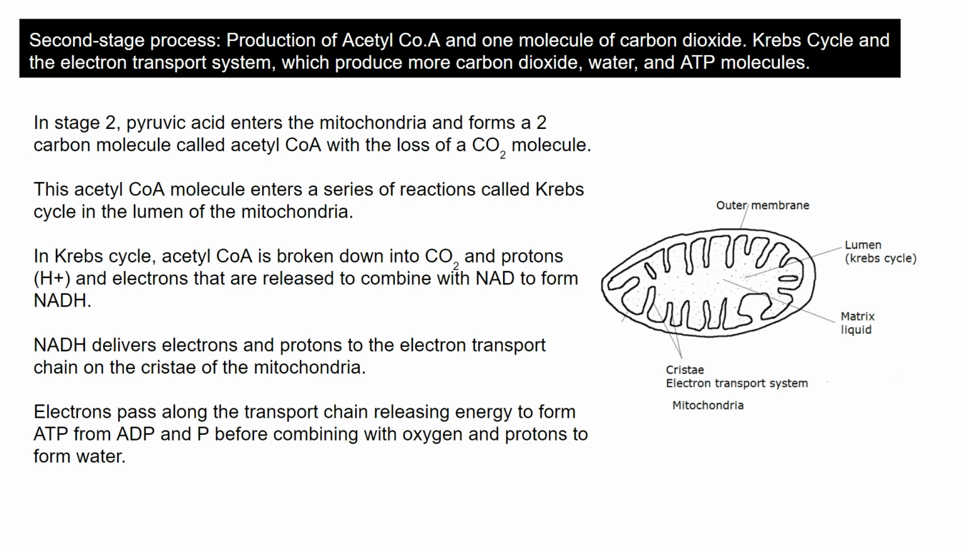Electrons pass along the transport chain, releasing energy to form ATP. So all of these energized electrons that are released from Krebs cycle, they all end up in the electron transport system on the cristae. They're energized. They pass along the carrier system and their energy is lost, and that energy is used to form ATP. Eventually, the electrons return to the proton and combine with oxygen to form water.